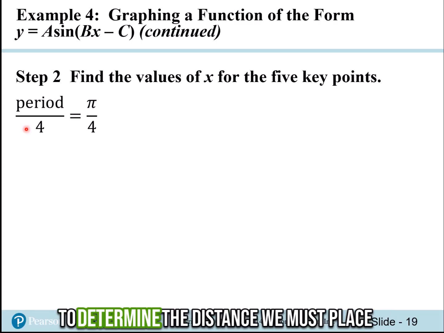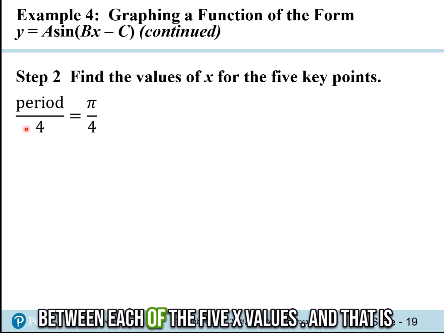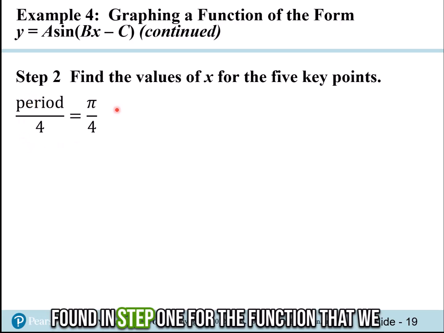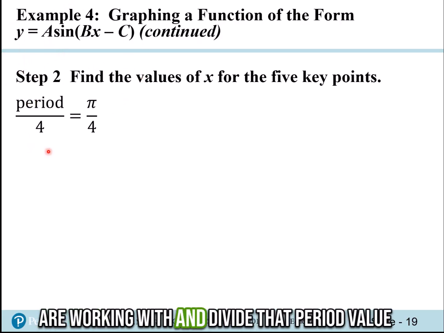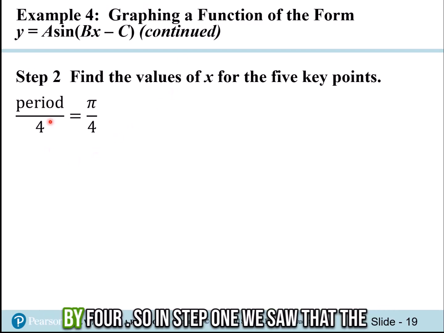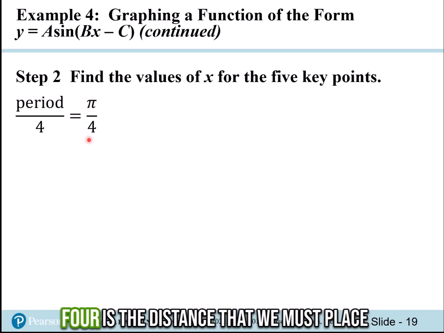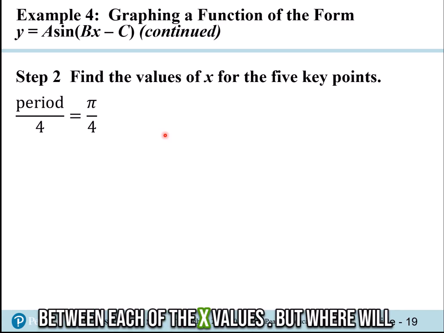First, though, we have to determine the distance we must place between each of the 5 x values. And that is determined by taking the period that we found in step 1 for the function that we are working with and dividing that period value by 4. So in step 1, we saw that the function had a period of pi, so pi divided by 4 is the distance that we must place between each of the x values.